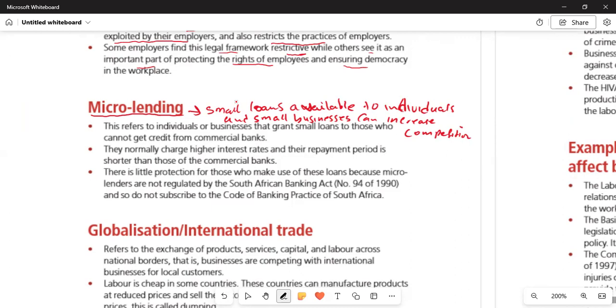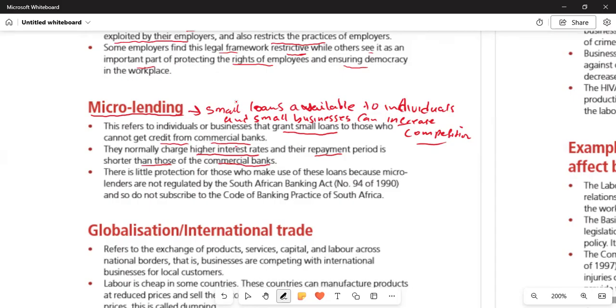For example, entrepreneurs using microloans start competing with established businesses. That is why we say it can increase competition. This refers to individual businesses that grant small loans to those who cannot get credit from commercial banks. That is a microloan. They normally charge high interest rates and their repayment period is shorter than those of commercial banks.